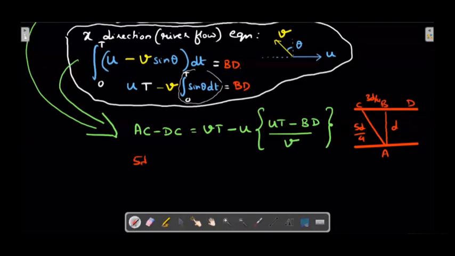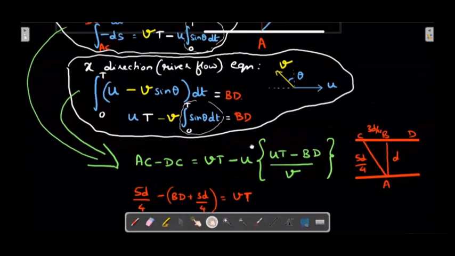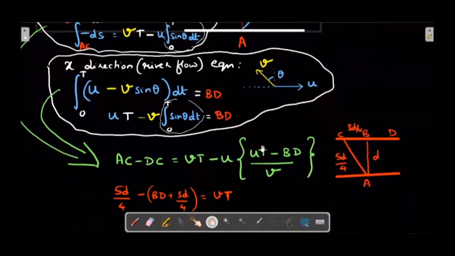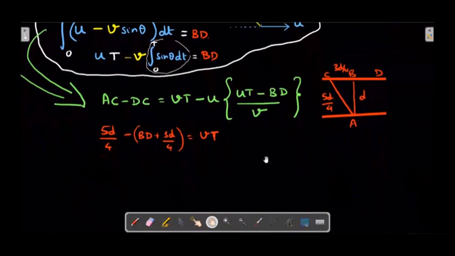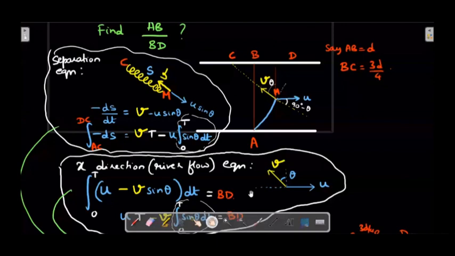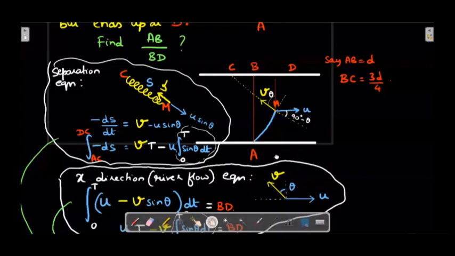The value of AC, I'll just substitute 5D by 4 that I already know, minus DC, I'll write it as BD that I don't know, plus 3D by 4 on the left hand side is equal to VT minus, I think this value would be VT minus U times of... Anyway, V is equal to U was given, I guess, right? V is equal to U, I have not yet substituted, so I'll just take care of that.